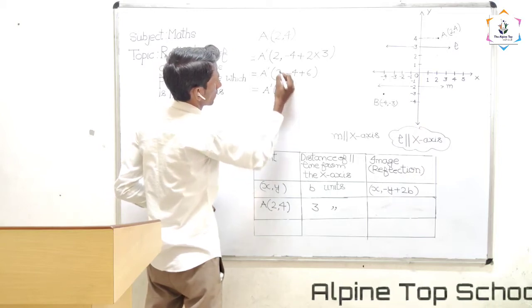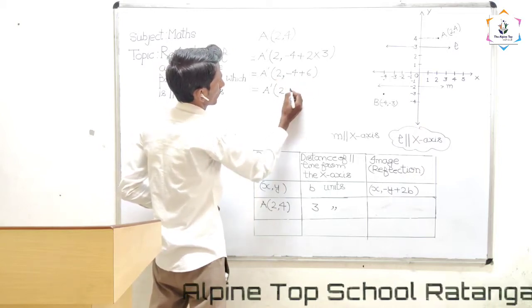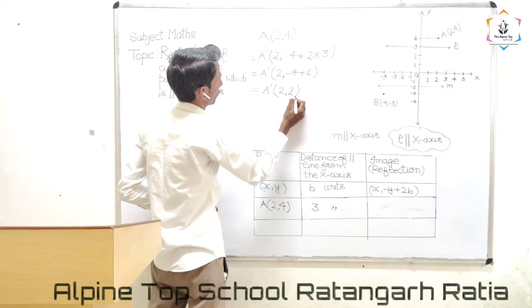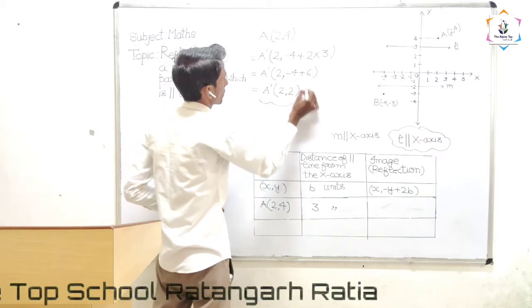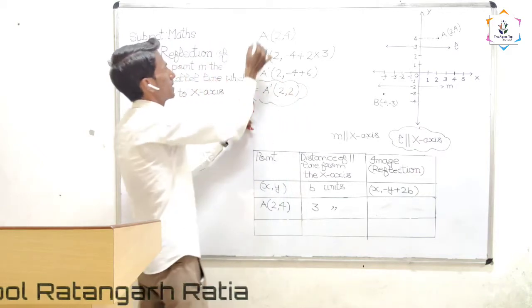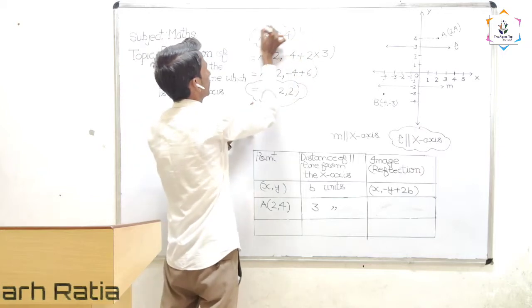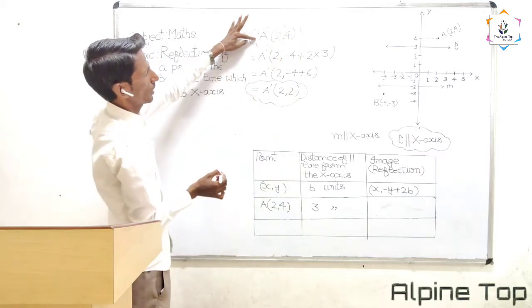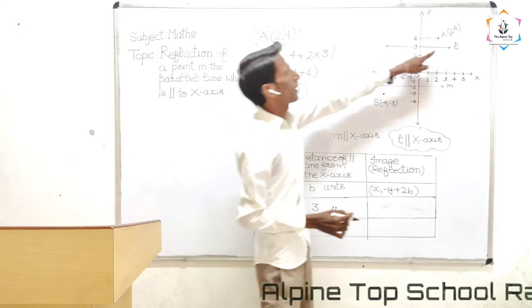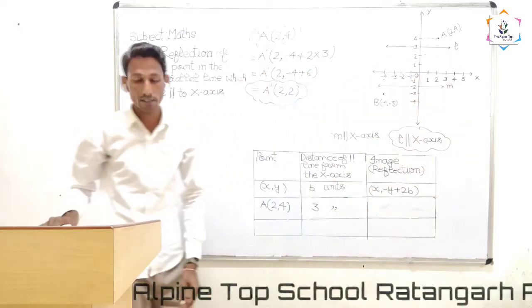Abscissa stays the same: -4 plus 6, positive 2. So students, this point is the image of this point, meaning A dash is the image of A in line L, which is parallel to the x-axis.